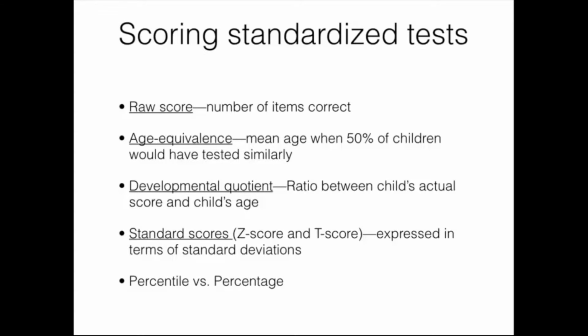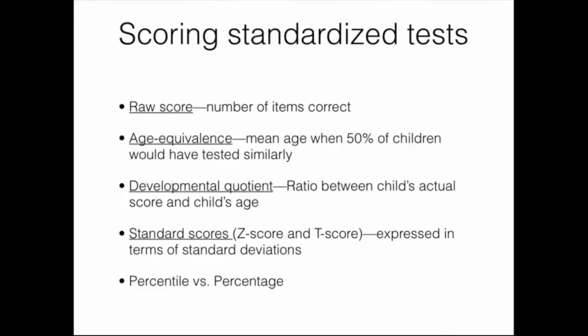However, a norm-referenced test is actually going to give you additional scores. One of those that is oftentimes particularly meaningful to parents and family is age equivalence. This is the mean age when 50% of children would have tested similarly. So this is when we can tell parents that your child is 9 months old, but their gross motor skills are at approximately the 7-month level. We get that information by giving a test that gives us an age equivalence.